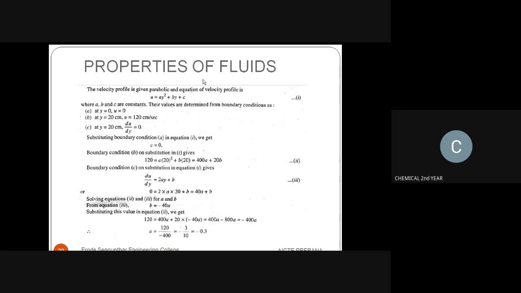Now you apply the second boundary condition: at y is equal to 20 centimeter, u is equal to 120 centimeter per second. We know the equation u is equal to ay square plus by plus c. So 120 is equal to a into 20 square plus b into 20 plus c, which is 0. If you substitute, what do you get? a into 20 square, that is 400a plus 20b is equal to 120.